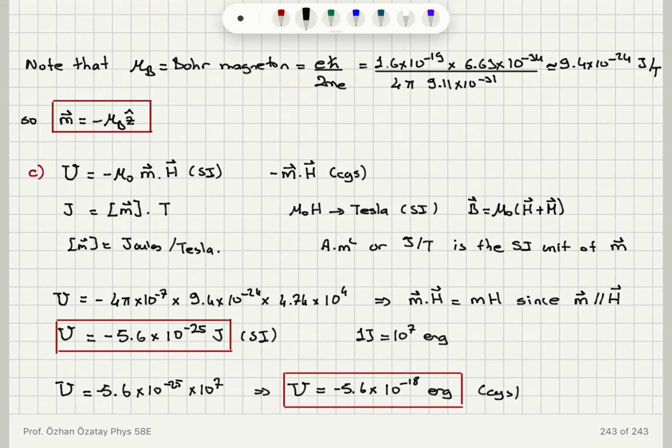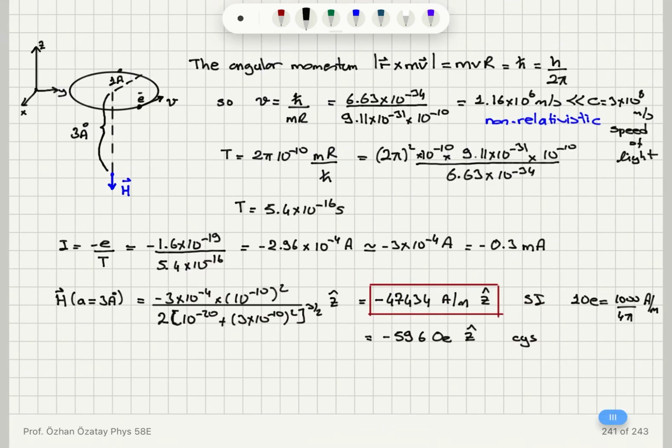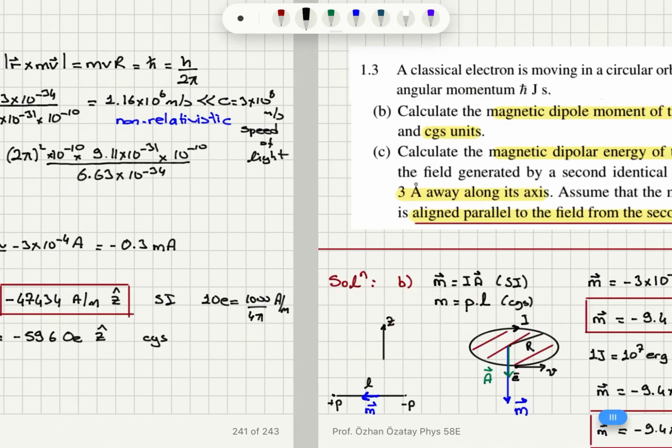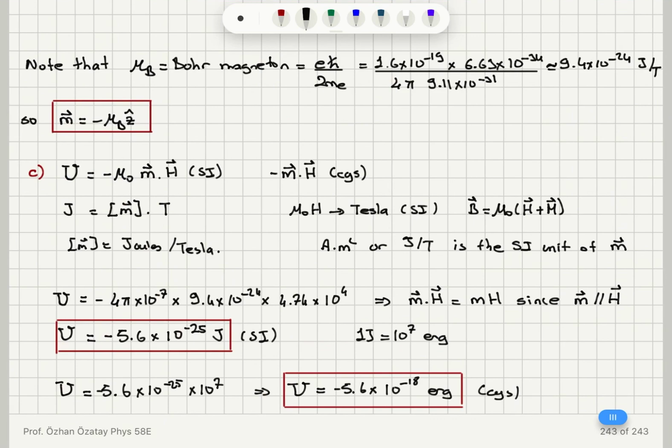For the magnetic dipole energy, I first checked the angle between M and H. It's mentioned in the problem statement that they are parallel. So the energy is minus mu 0 mH. M was calculated in part B. H is calculated in part A, 4.74 10 to 4 amps per meter. So that is here. So substituting these values, and mu 0 is equal to 4 pi 10 to minus 7 Henry per meter, permeability of free space. This is Henry per meter, that H is Henry.